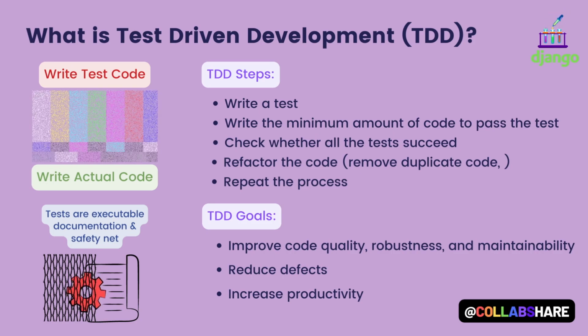And the goal of TDD is to improve code quality, reduce defects, and increase productivity by focusing on the behavior of the code rather than its implementation. By writing tests first, developers can ensure that their code meets the requirements of the test and is more likely to be correct, maintainable, and robust.